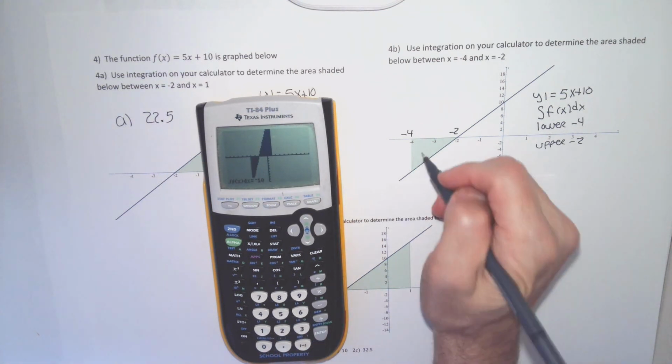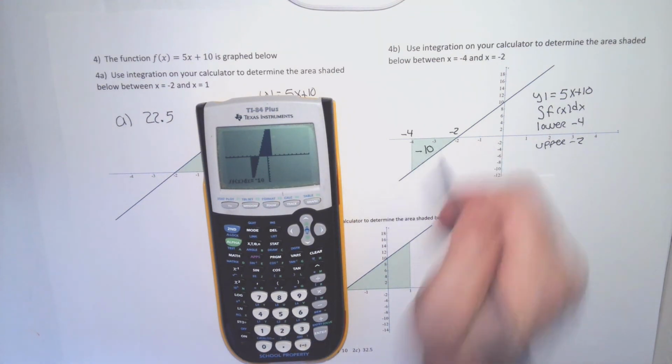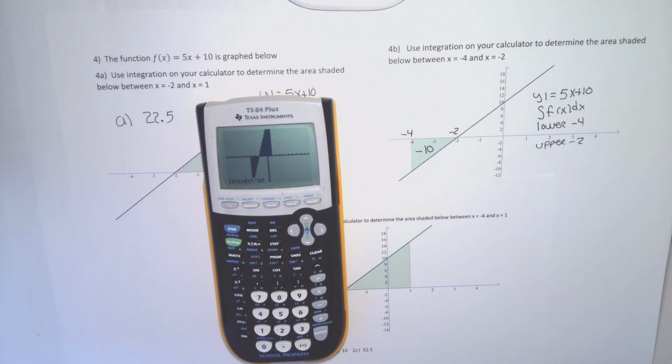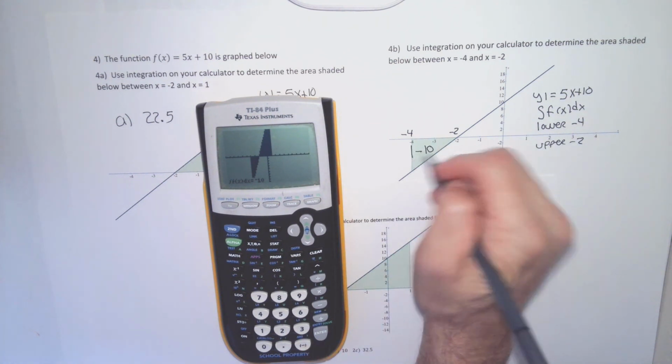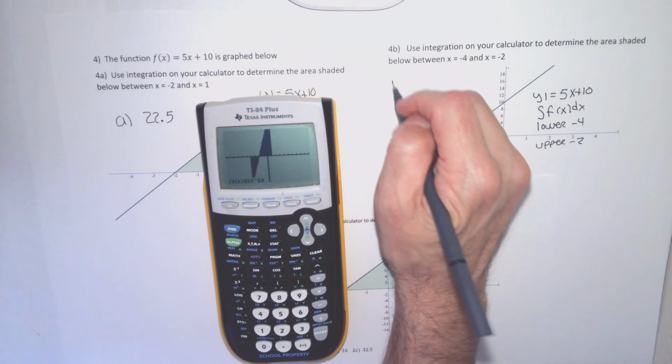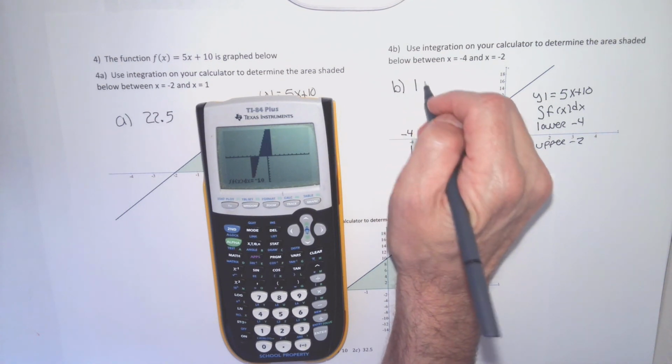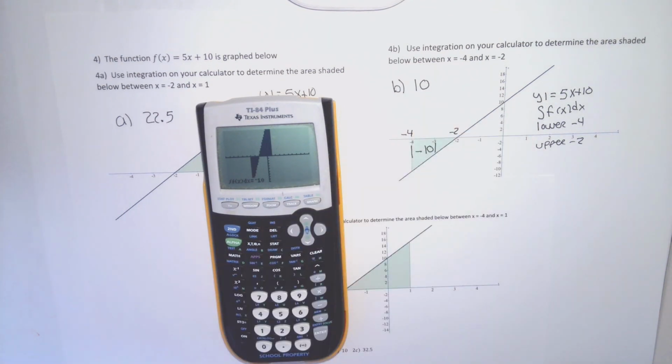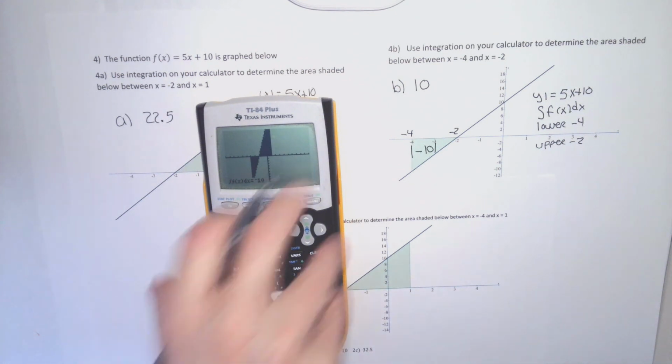My calculator tells me that the integral is -10. I'm going to make that -10 positive by taking its absolute value. The answer to part B, the shaded region, gross shaded region, is going to be +10.